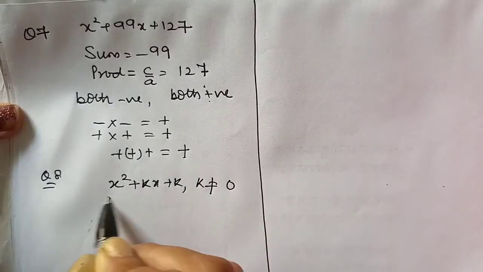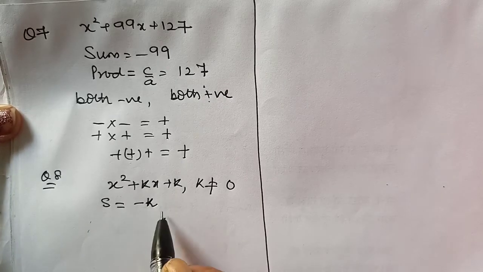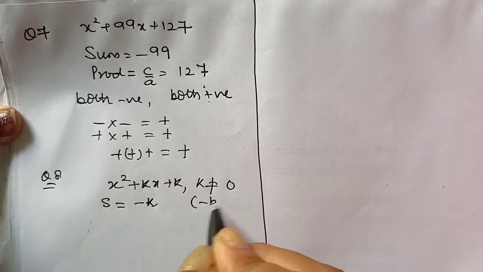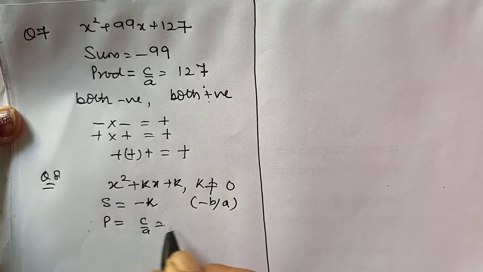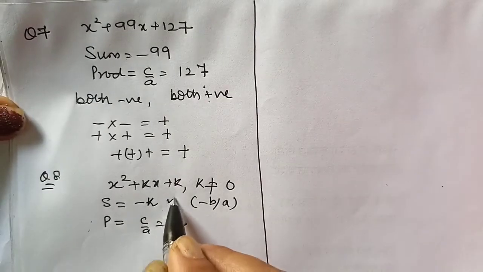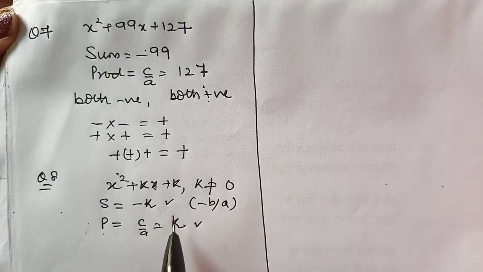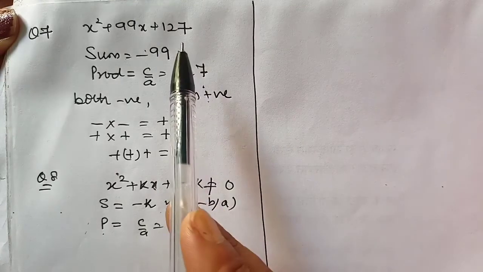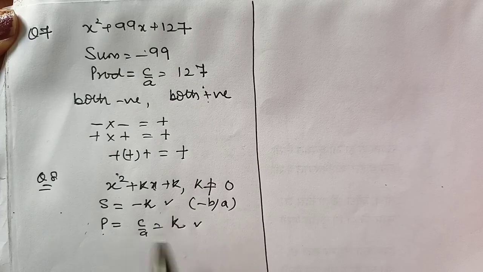So let us again write down the sum. Let the sum is minus b over a. So sum is equal to minus k. Formula is what? Minus b over a. What is the formula for product? C over a. That means product is k. Again apply the logic. Sum is negative and product is positive. But here we are not aware what is k. Like here we knew that it is 127, it is positive 127. But here the product is k.